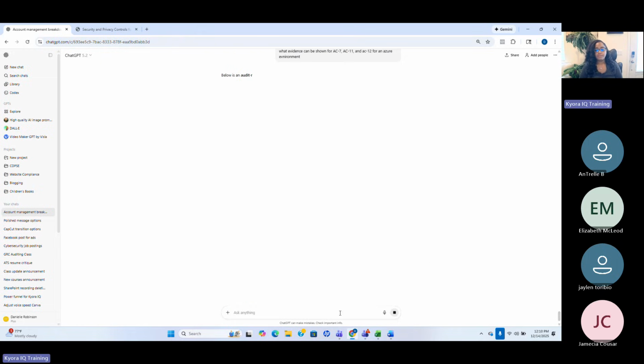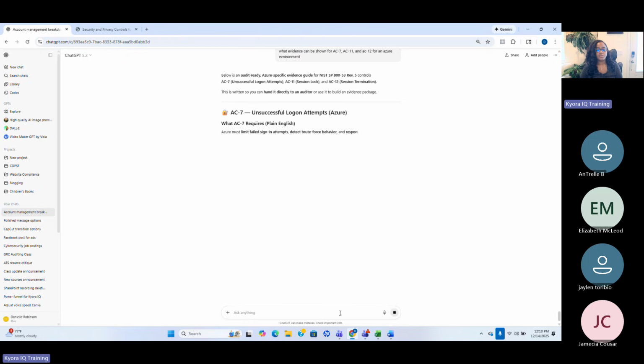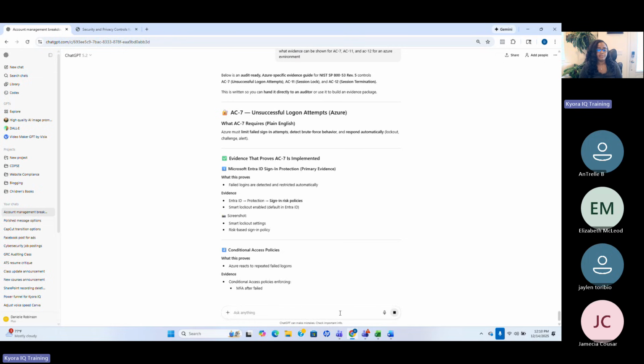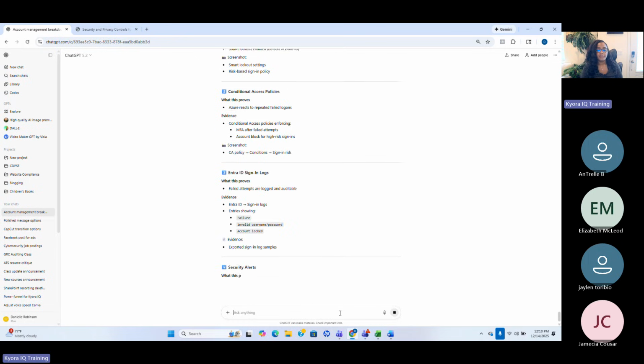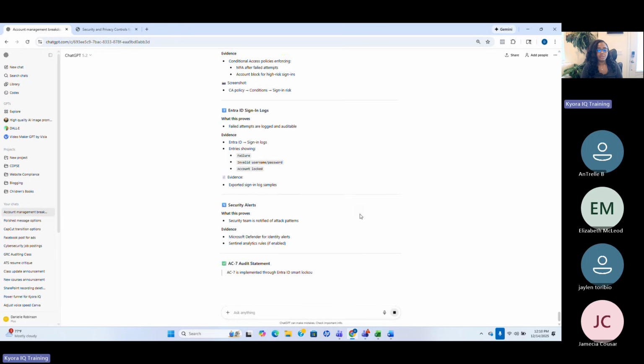Okay, so just to speed it up a little bit, I have put in all of the controls that I want to discuss for the Azure environment, and then we'll do the last one in the on-prem environment. So let's let it think.